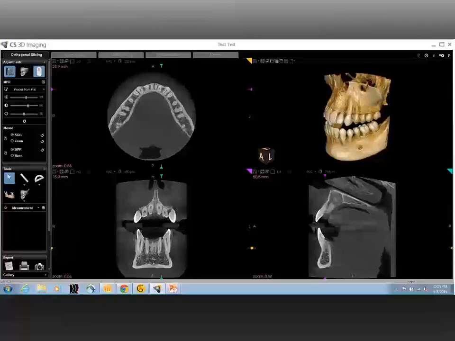Here we are sitting down with the CS 3D Imaging software, and we're looking at our MPR views. I'd like to ask you some questions to do this anatomical review of the mandible. So let me begin. What are the most important anatomical structures in the dental alveolar area?